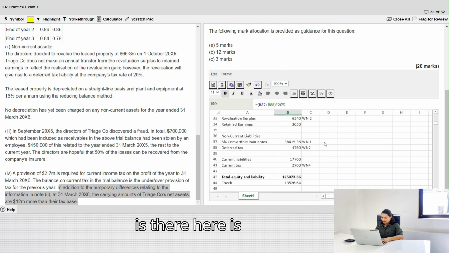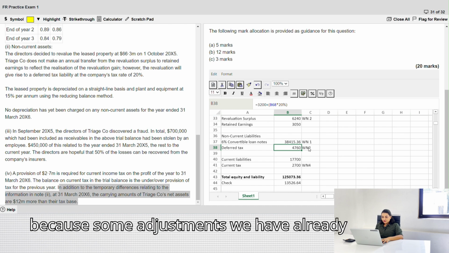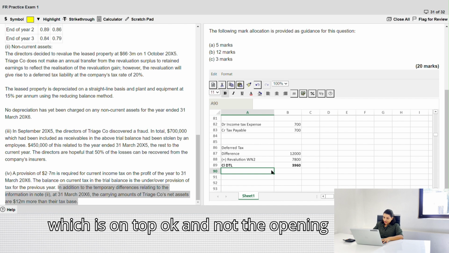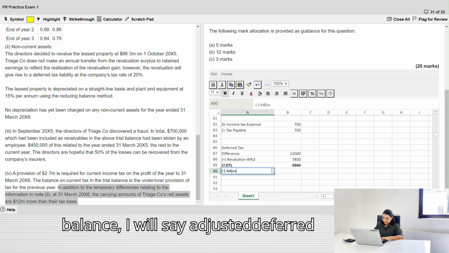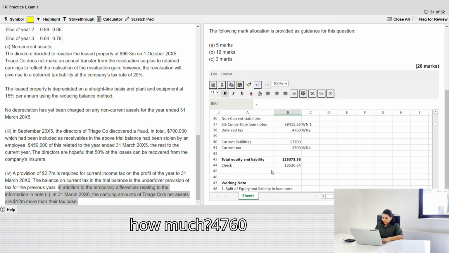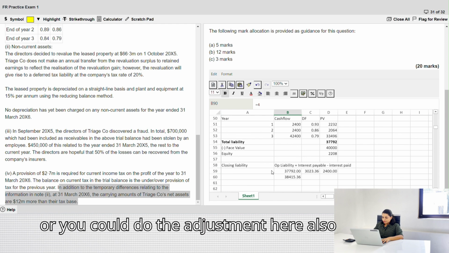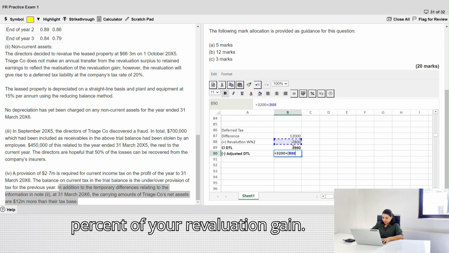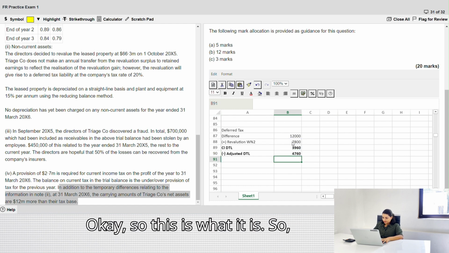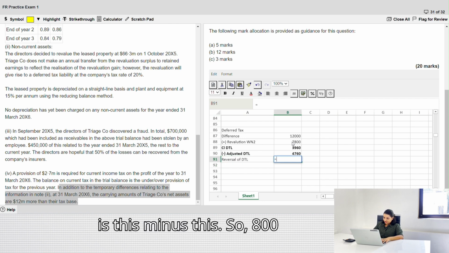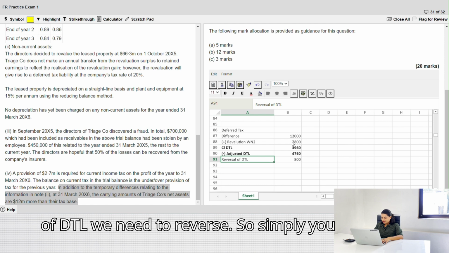Now what is there here is 4760. The reason why we can take this figure is because some adjustments we have already done. So I am taking this same figure which is on top, and not the opening balance. I will say adjusted deferred tax liability is equal to 4760. Or you could do the adjustment here also, 3200 plus 20% of your revaluation gain. So reversal of DTL is this minus this. So 800 of DTL we need to reverse.